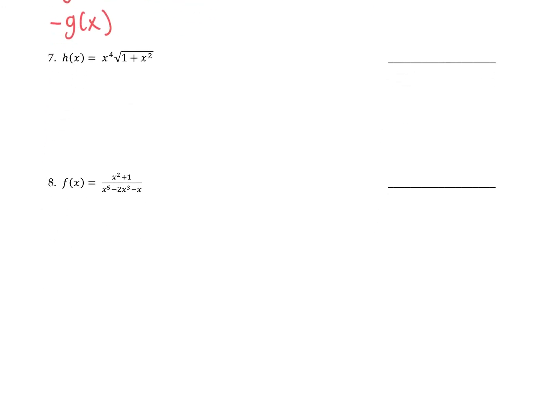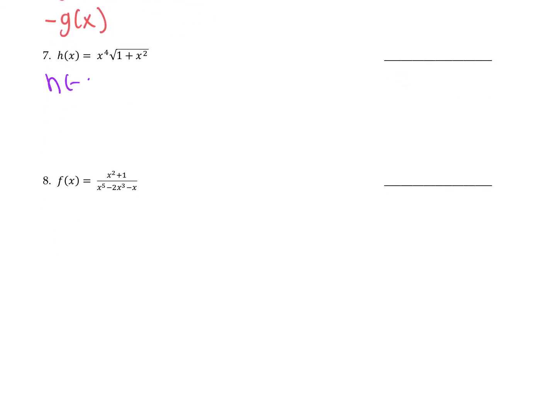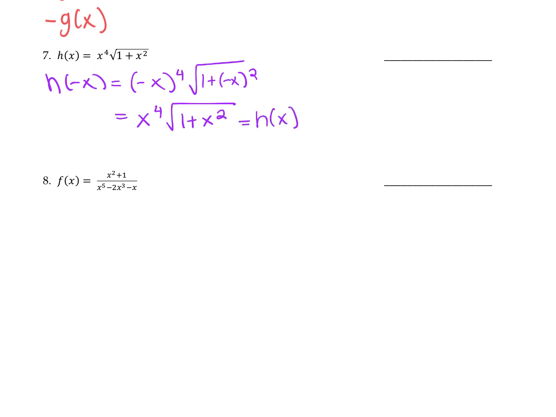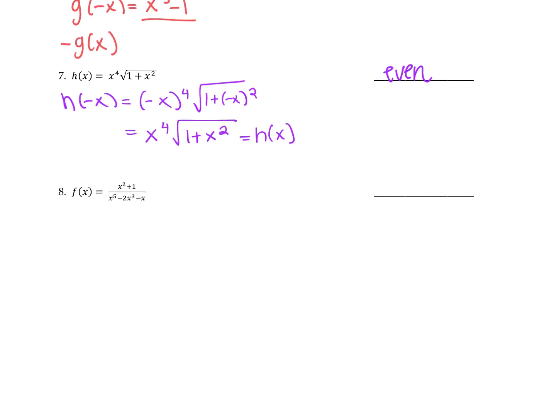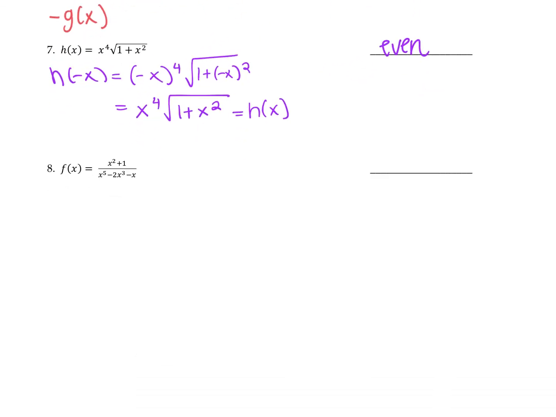All right, let's look at number 7. So I'm going to plug in negative x. So I'm going to get negative x to the 4th square root of 1 plus negative x squared. Well, negative x to the 4th would just be the same as x to the 4th. X to the 2nd would be the same as x to the 2nd. So this one, even though I plugged in negative x, this goes back to the original. This would be an even function.